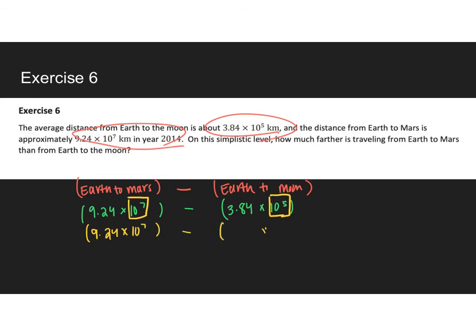And this one is going to become 10 to the 7th. Now I increased this by 2, so this is going to go back 2 spaces. Two spaces smaller. So this is going to be 0.0384. Okay.